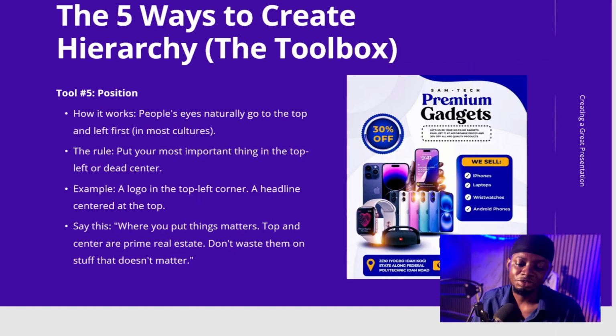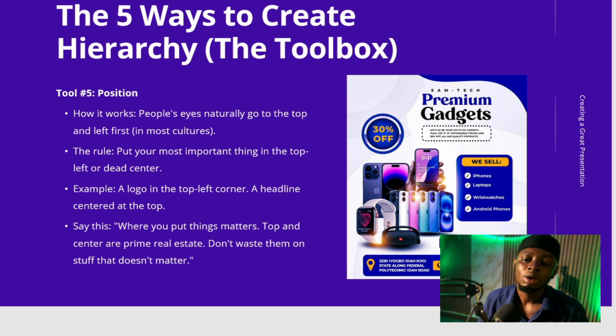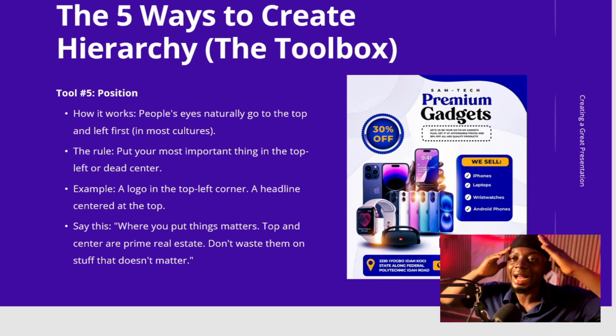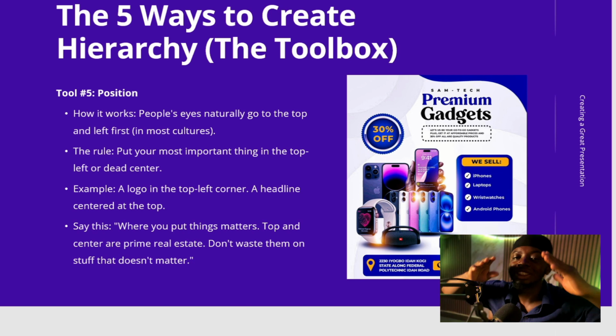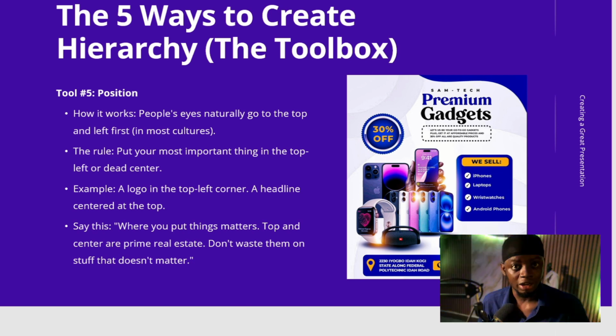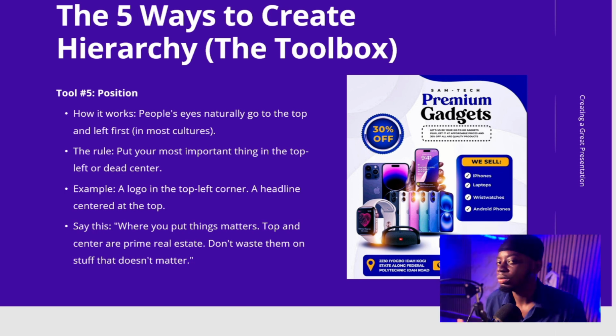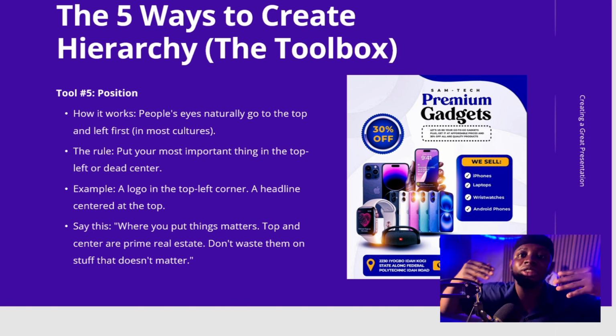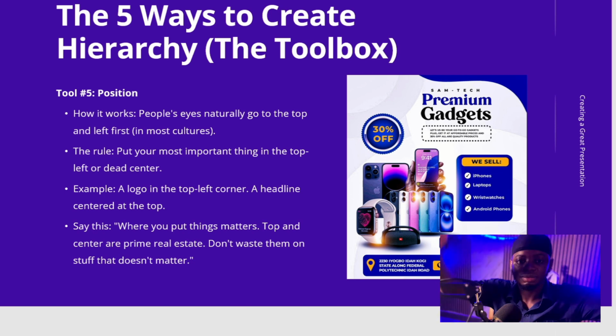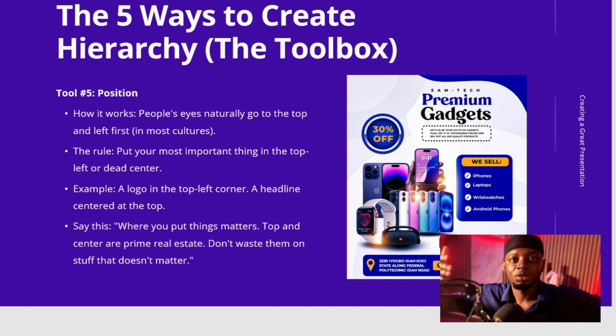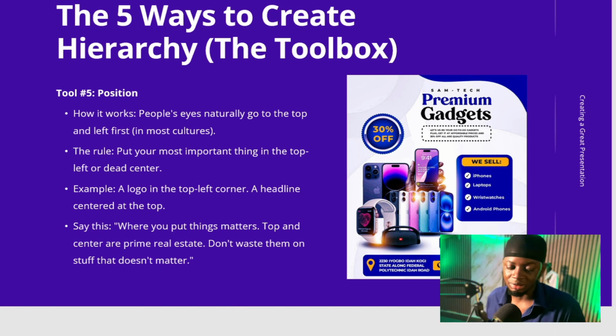Let's move faster. The fifth one, which is the last one, is position. People naturally look at the top. People naturally start reading from the top. You can't buy a newspaper or a book and start reading from the bottom. No. Naturally, the psychology of humans is that they read from the top first, then they start reading the bottom. So that is the five ways to create hierarchy.